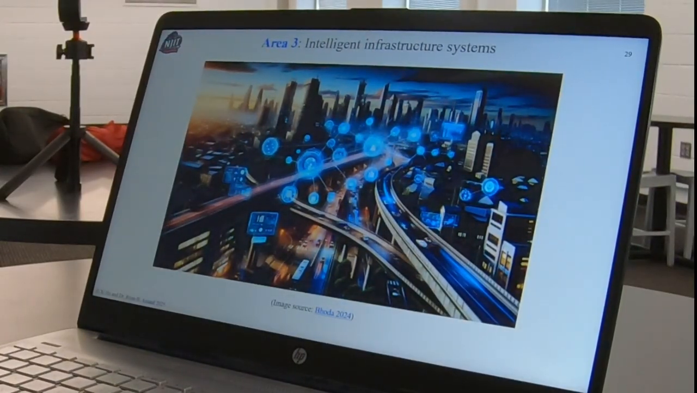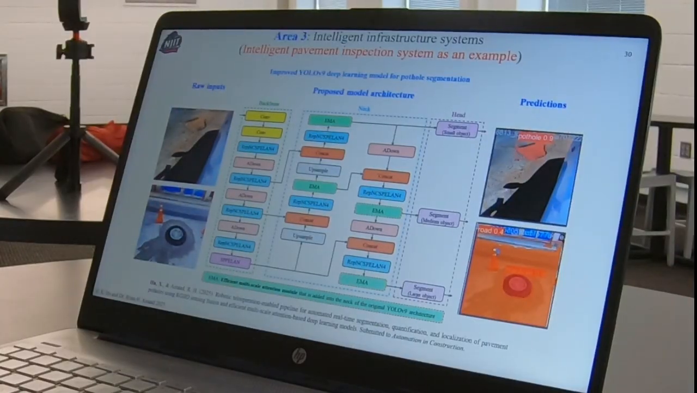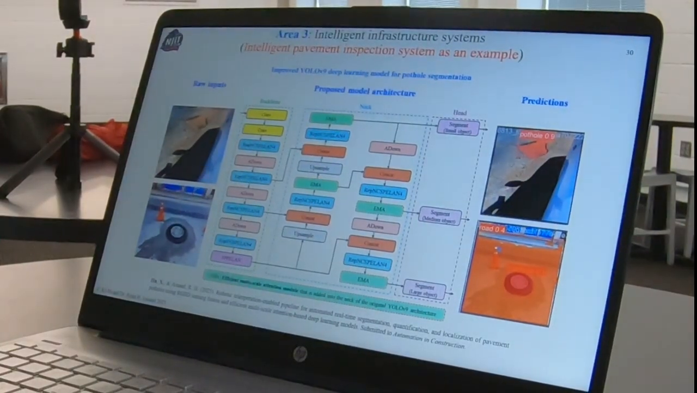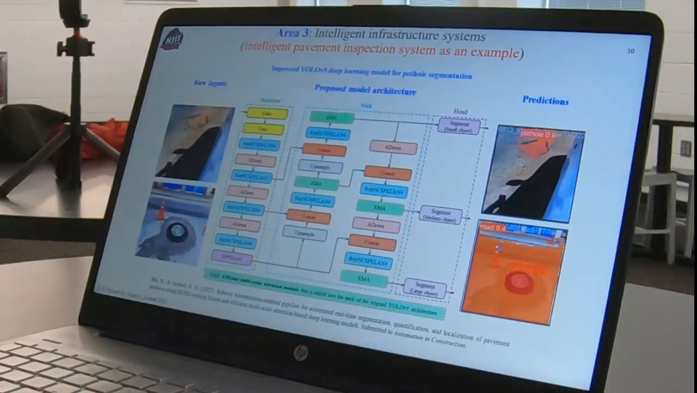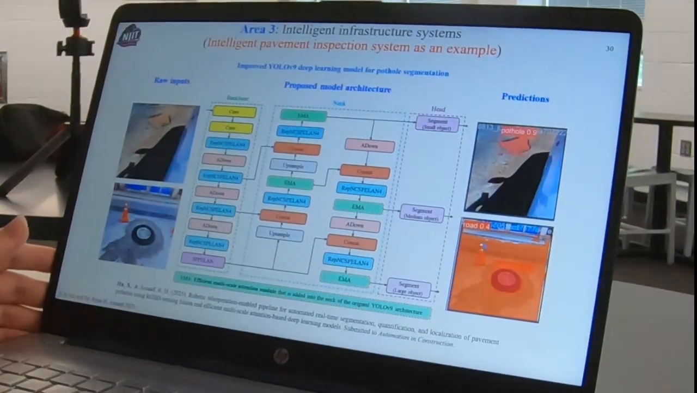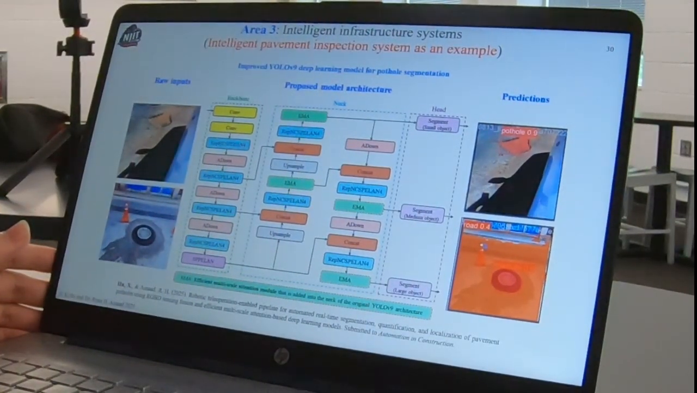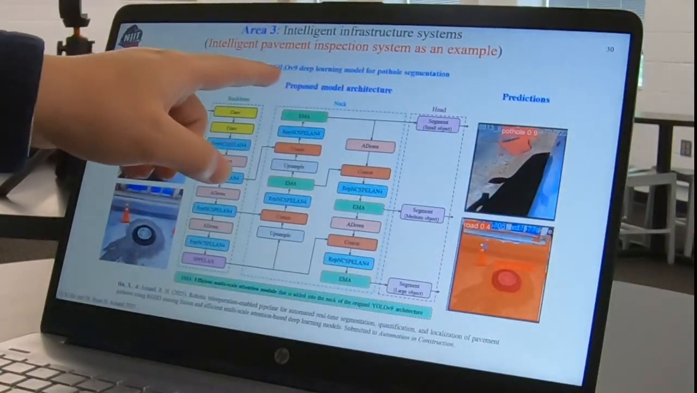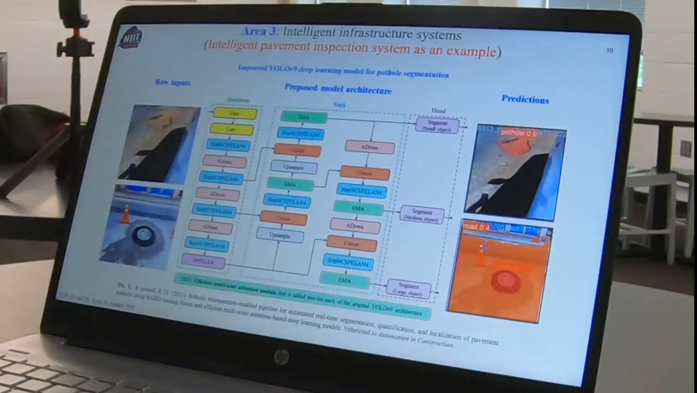So the third one is going to be intelligent infrastructure systems. My work mainly focuses on bridges and pavement, but I'll talk about pavement more because it's recent work. Even in our last talk I didn't talk about this because our work was ongoing. For this project, robotics got involved, teleoperation actually, and also AI. But here the AI is a bit different from what we have done before.